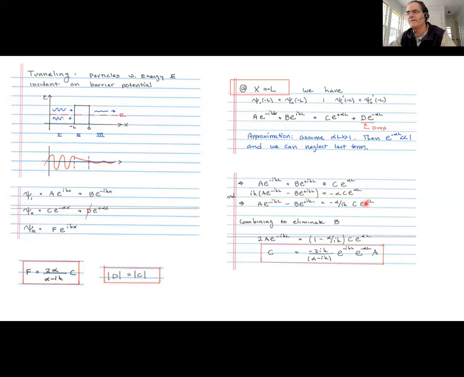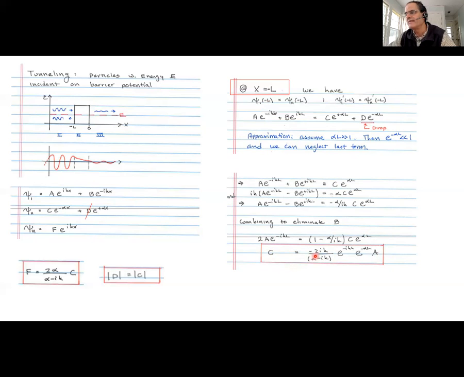And then we'll do just what we did in the previous case. We're going to add the first equation, this one, to the second equation here. And that will eliminate the factor that has B in it, okay? So if we combine these to eliminate B, we get 2A e to the minus ikL is equal to 1 minus alpha over ik times C e to the alpha L, okay? Or dividing both sides by this term and this term, we get an expression for C in terms of A. And of course, that was our second goal.